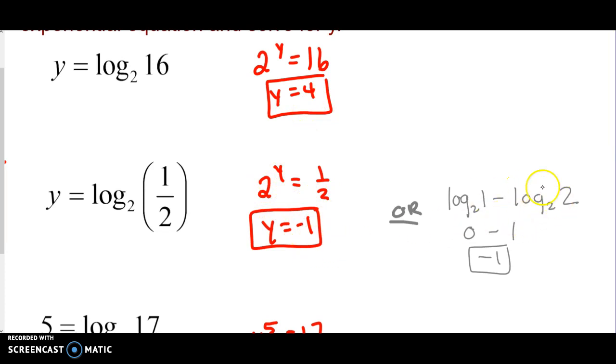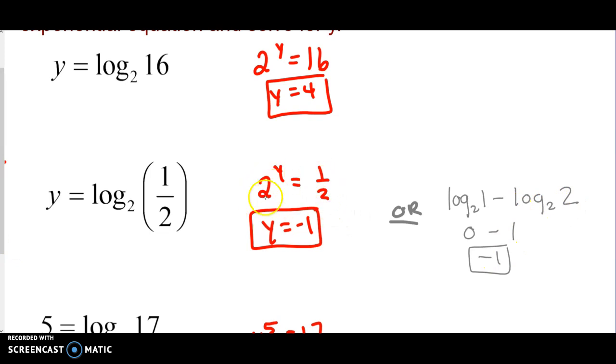You could have also used some log properties here, and actually we're going to review this shortly, but our log properties say that if I have a quotient of a log, I can actually split those up as a difference of the logs with the same base. Once I do that, I know that I have log base 2 of 1, which is 0, and log base 2 of 2 is 1, so I still get negative 1.